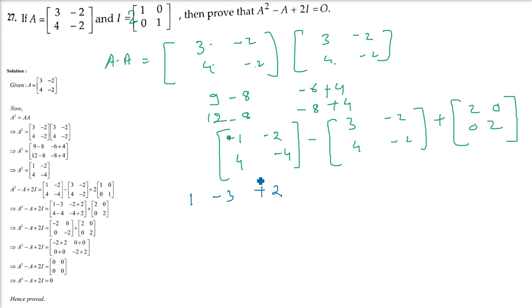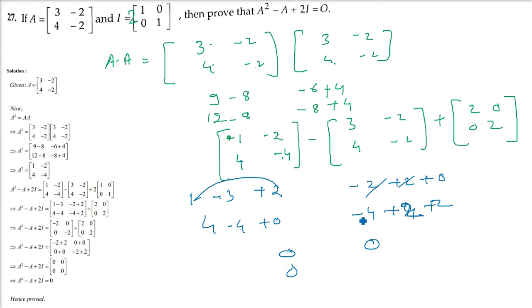Then 4, this second one, minus 2, minus minus plus 2, and then 0. 4 minus 4 plus 0. Minus 4 plus 2 and plus, this is going to be minus 4 plus 4. Oh, minus 4 plus 2. Oh, sorry. Plus 2 and plus 2. Yes. So this is going to be 0. This is 0. This is 0. And this is 4 minus 4, which is also 0. Okay. So this is the answer.